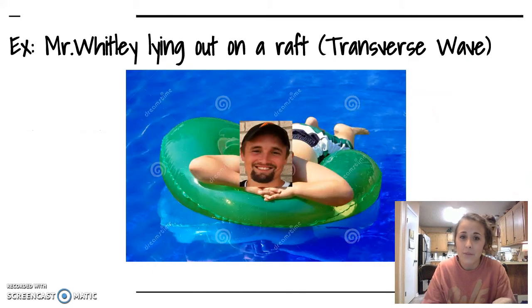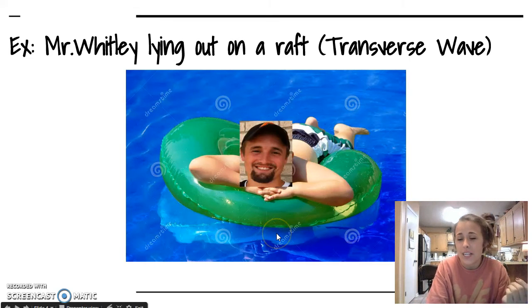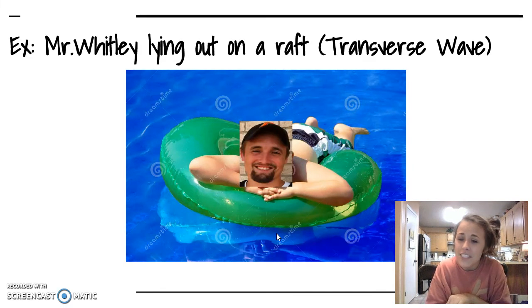So here we have Mr. Whitley lying out on a raft. Who knows what he's doing? He might be trying to get his sunburn on or get his tan on, or maybe he's just enjoying a nice relaxing day at the pool. But anyway, we have Mr. Whitley here on a raft, and right now he is at a rest position. He's not moving. He is just completely still.